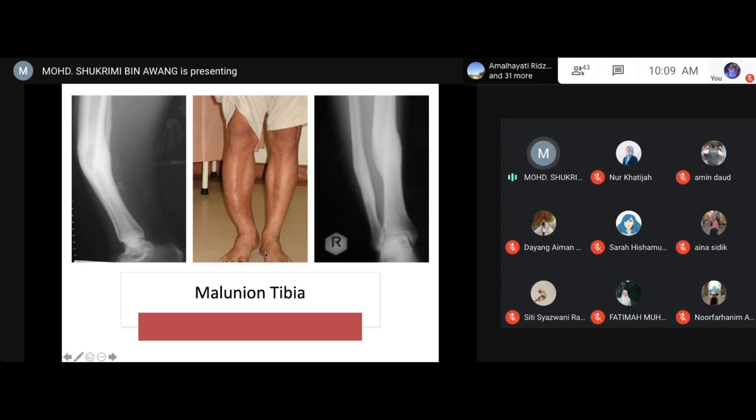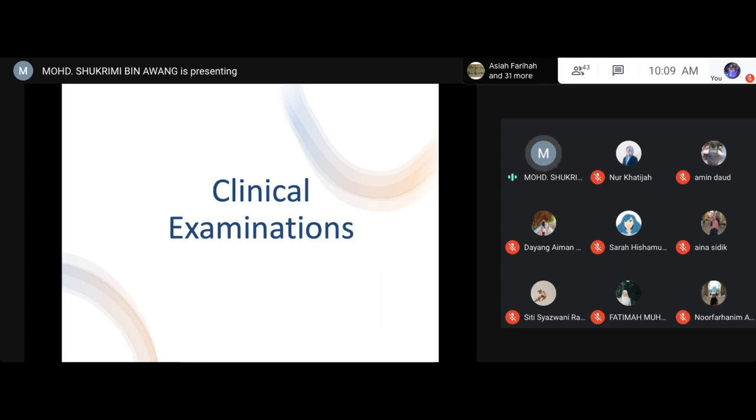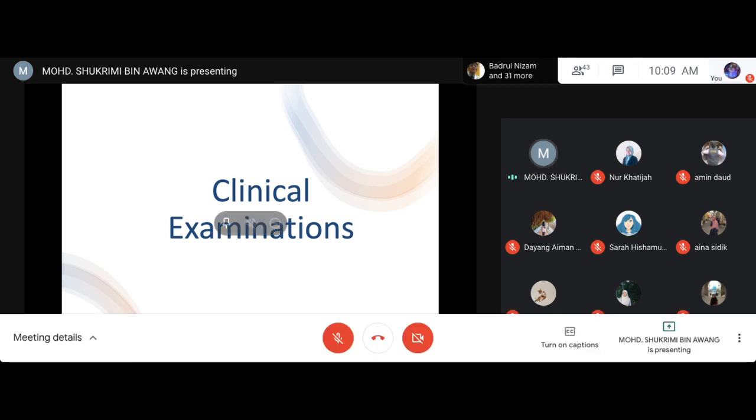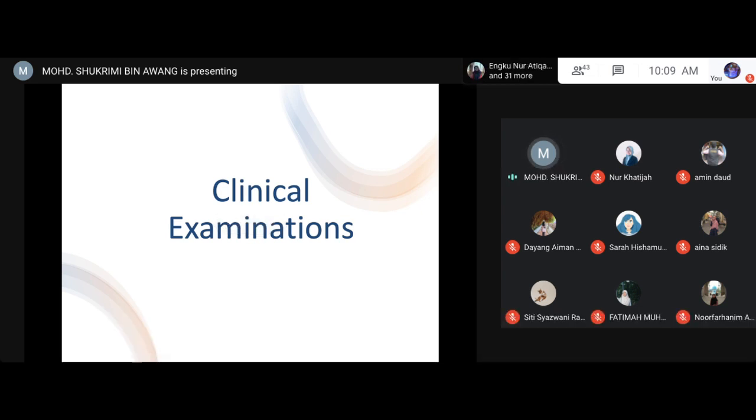So we have to know, if this is a long case, you want to know the proper history. If it's a short case, later we see how you should approach clinically. Any questions so far? If not, okay. Now, because the emphasis today is how to do examination of limb length discrepancy.